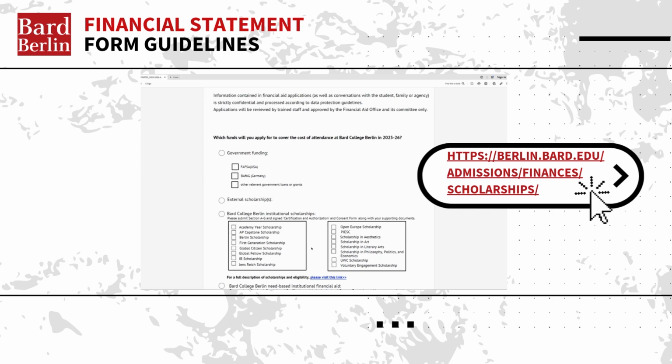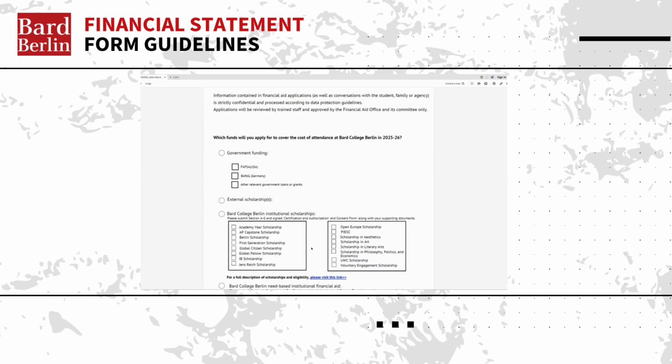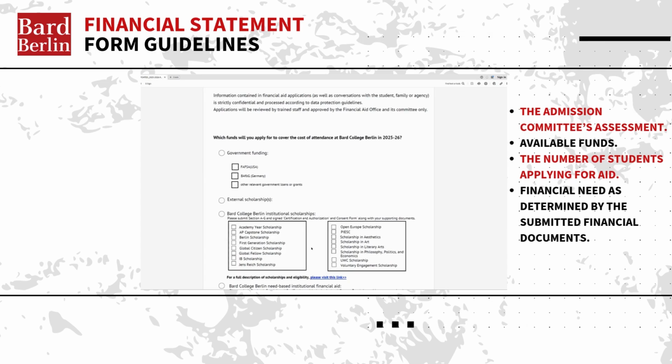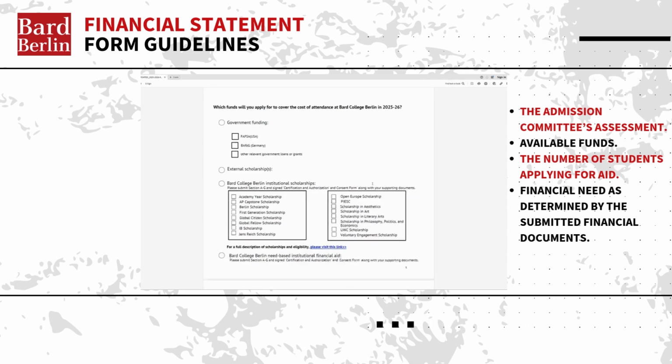Please note that applicants are automatically considered for every scholarship and financial aid program that they qualify for. However, the final result will indicate only the type of aid awarded based on several factors: the admission committee's assessment, available funds, the number of students applying for aid, and their financial need as determined by the submitted financial documents.